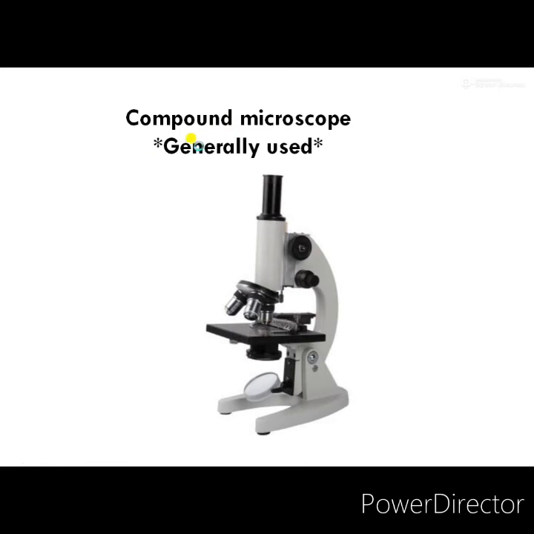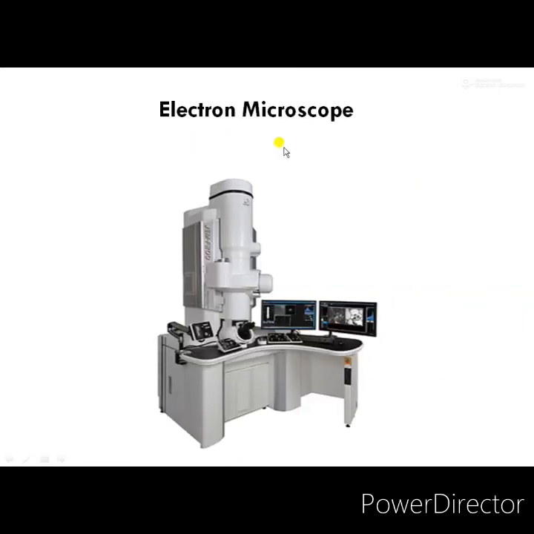Now the next one is the electron microscope. This microscope is a very advanced type of microscope which is used to see very tiny microorganisms. It is very commonly used to find minute particles or minute microorganisms. This is the picture of the electron microscope.